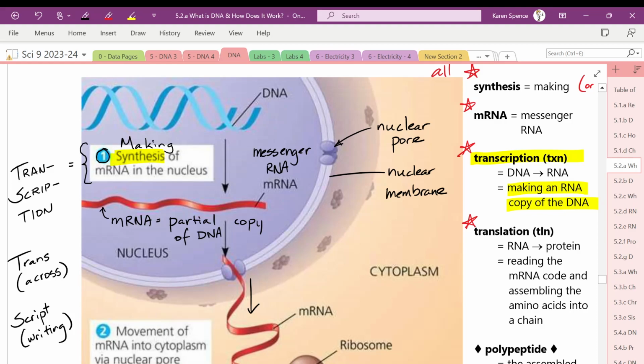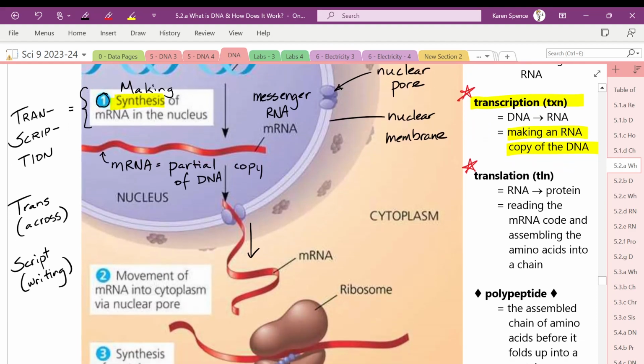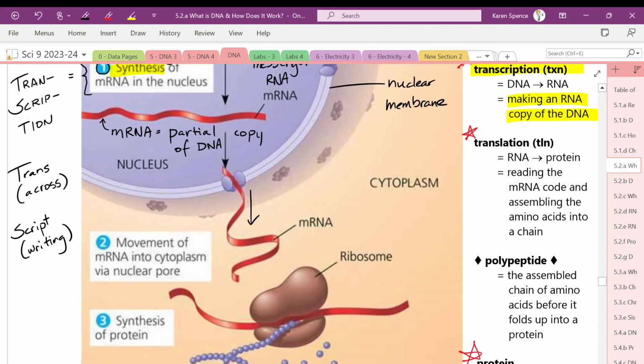So first, we make the copy. Second, the mRNA moves out into the cytoplasm. Third, we get the synthesis of protein. What does it mean if we are synthesizing protein? We are making protein.